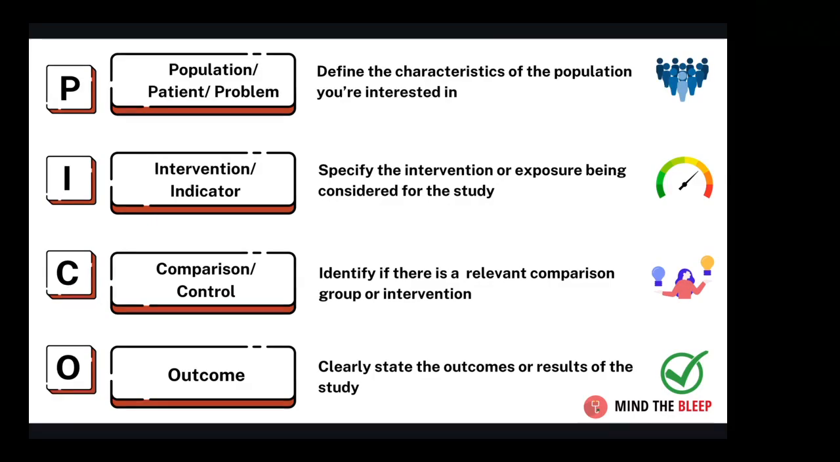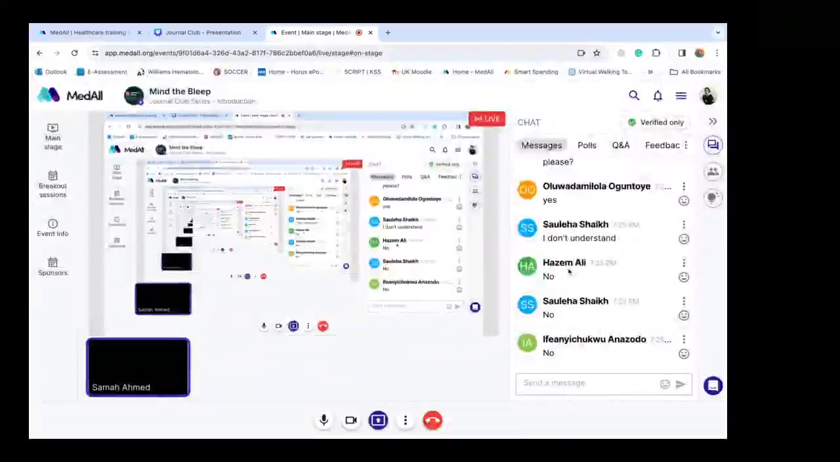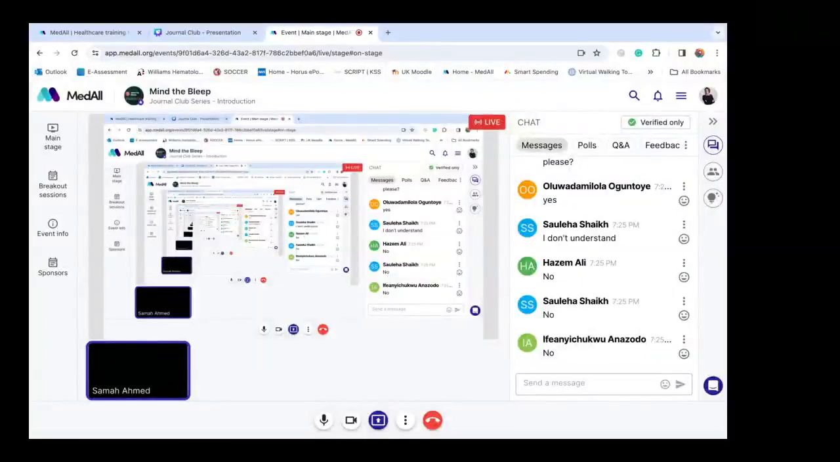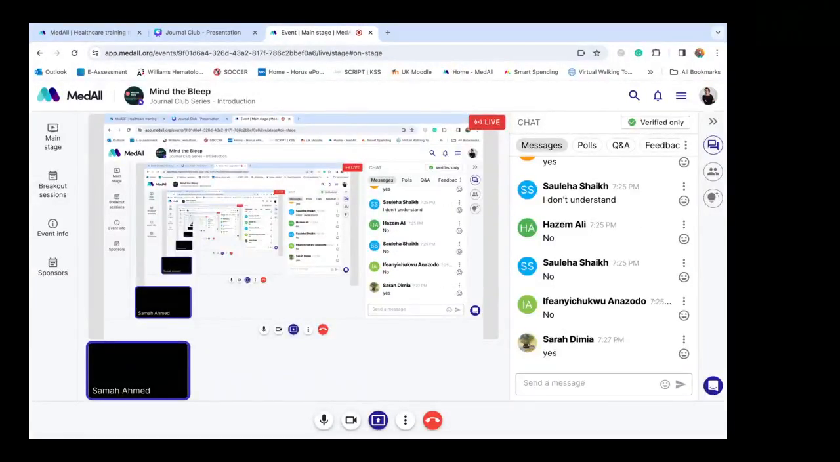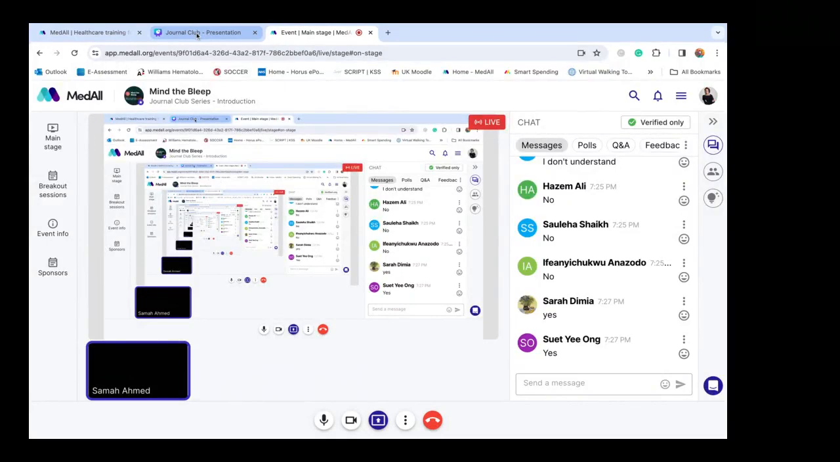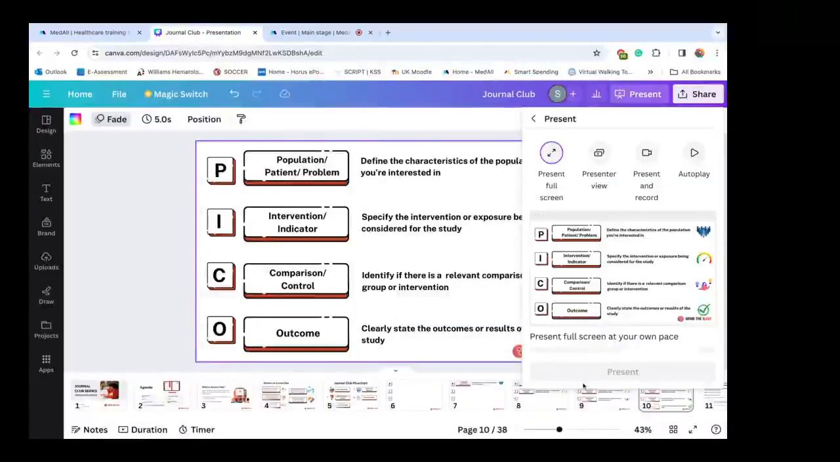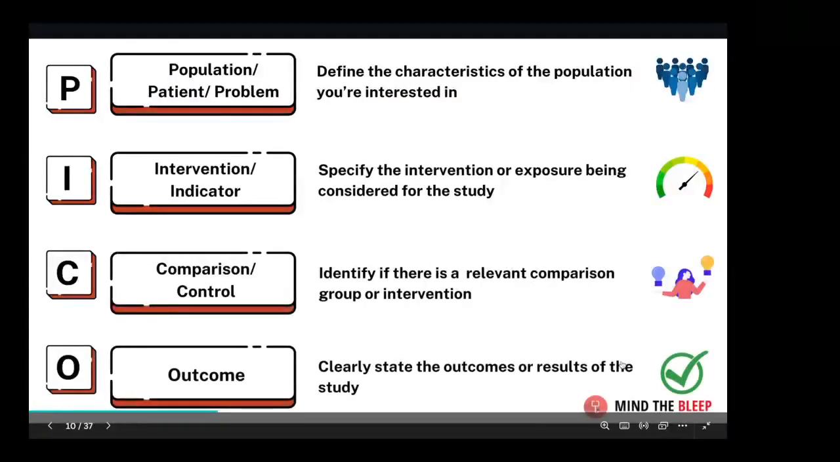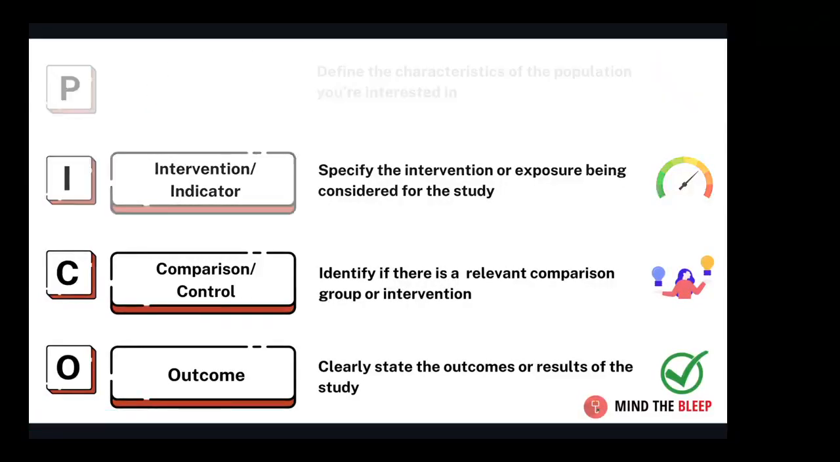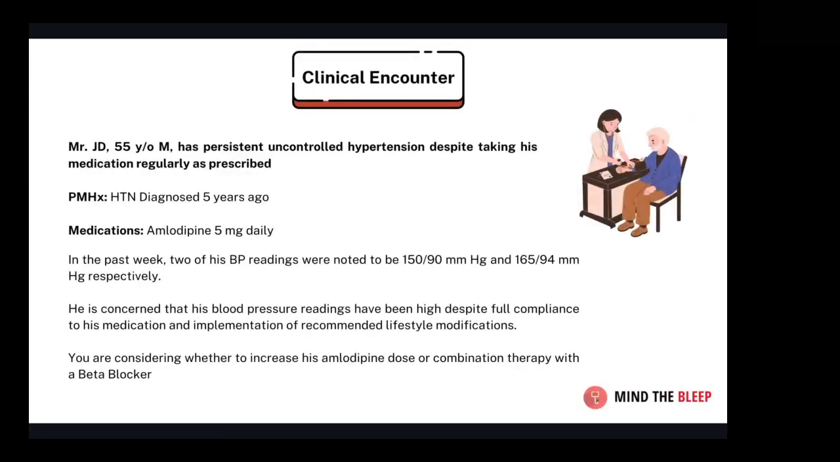Just want to double check before we continue if everyone is clear on that. Does that make sense? Very good. Fantastic. All right. So what I have here is a clinical encounter, just to give you a bit of an example, and we're going to work through a PICO format for this clinical encounter in the next slide.